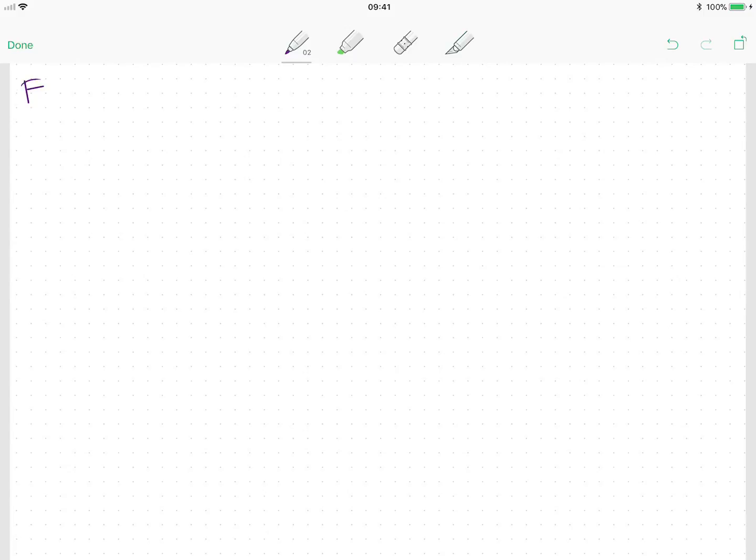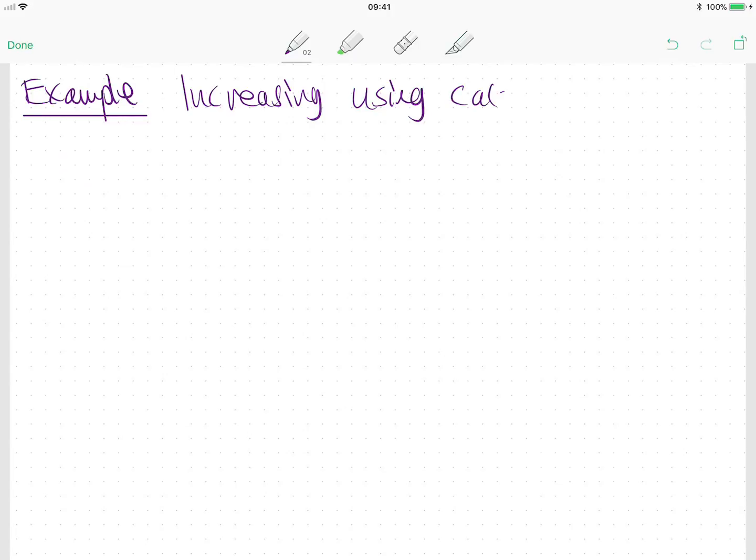Hello everyone. In our video today we're going to take a look at an example of calculating whether a function is increasing or not on some interval using calculus, of course, and some partial fractions. Okay, so here's the example we're going to take a look at.